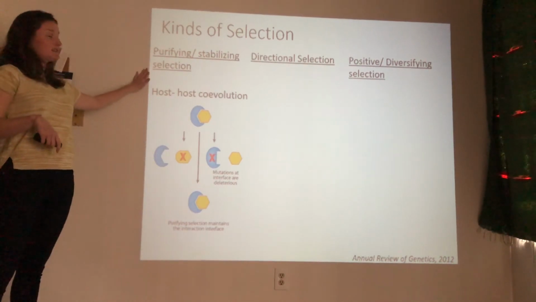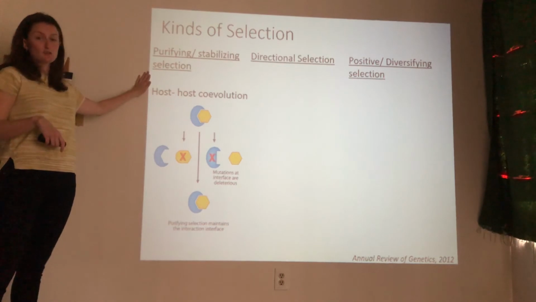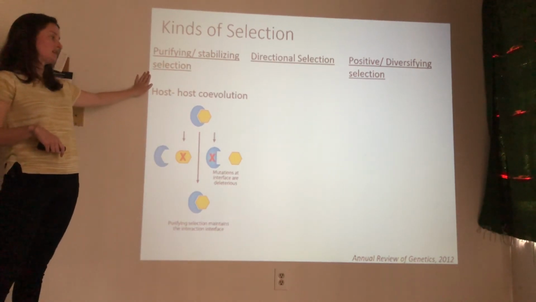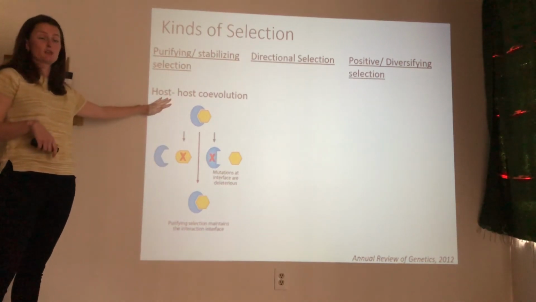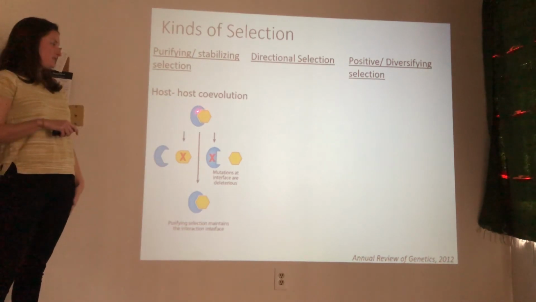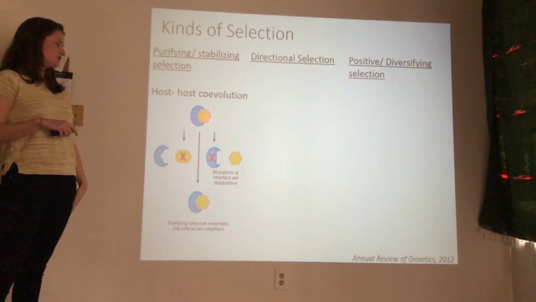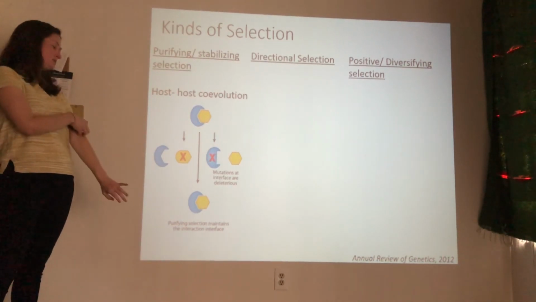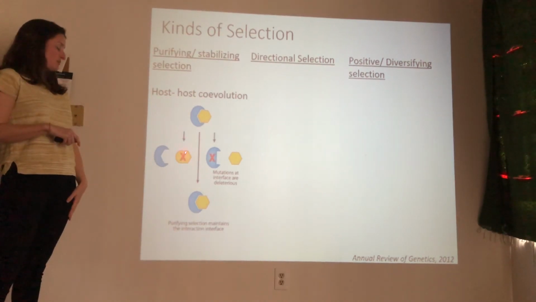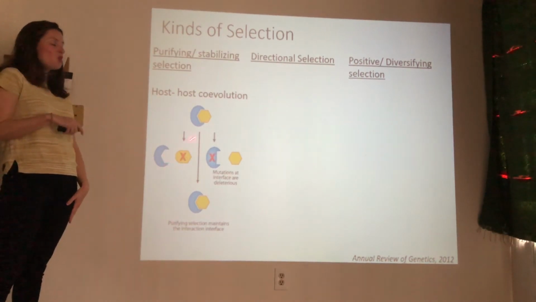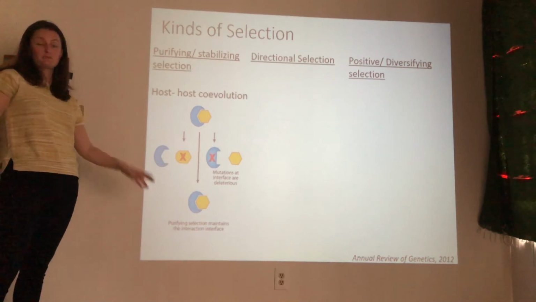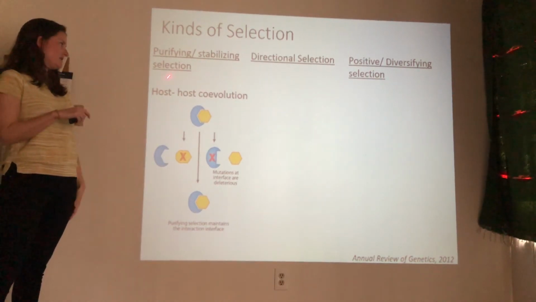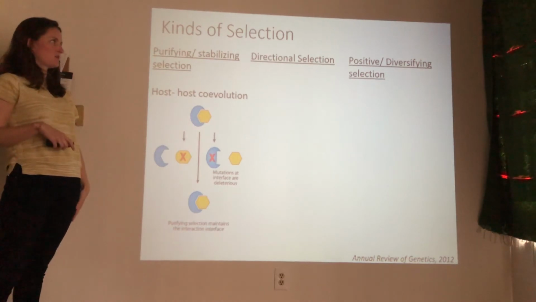So in purifying or stabilizing selection, where a deviation from the status quo is disadvantageous and selected against, host-host interactions are generally good examples of purifying selection. So for example, if this is the human estrogen receptor and this is human estrogen, and estrogen needs to be able to bind to the receptor for the signaling pathway to ensue, any mutations in the estrogen protein that make it unable to bind the receptor, or any mutations in the receptor that make it unable to bind the ligand, are going to be selected against. So this locus is going to be under purifying selection to maintain the status quo.